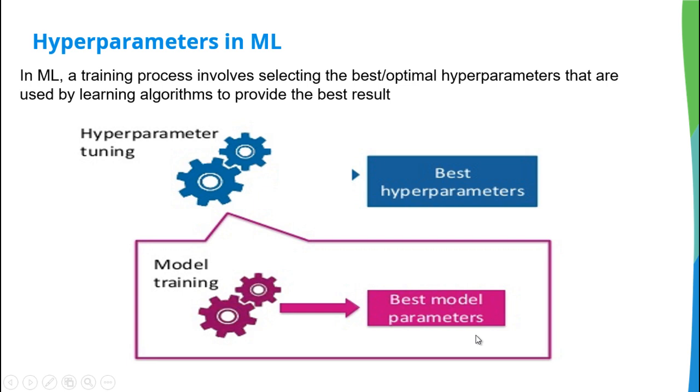All right, so we have parameters, what they call hyperparameters in machine learning. The training process involves selecting the best or optimal hyperparameters that are used by the learning algorithm to provide the best results. Now, when you model your data, you need to set some parameters to tune the model properly so that it can give you the optimal result. That is the purpose of hyperparameter setting. So you set the parameters. You have to do that repeatedly until you get the desired result. So that is very important.